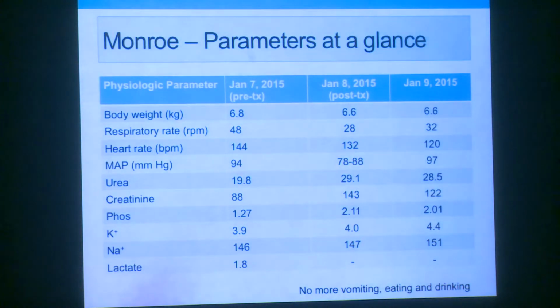So what are his parameters doing now? Well, his rest rate had started to climb a little bit. His heart rate was fine. His mean arterial pressure was fine. We made small dents, I think, in his azotemia. So his urea, creatinine, and phosphorus all started to trend down. And that's just within 18 to 24 hours. So that's just a very short time frame.